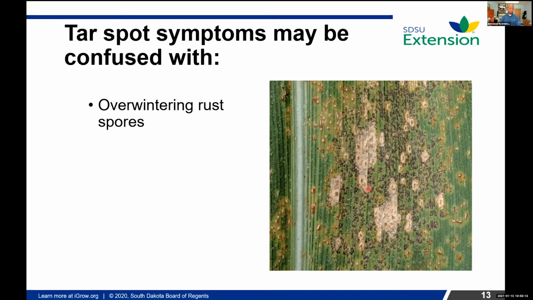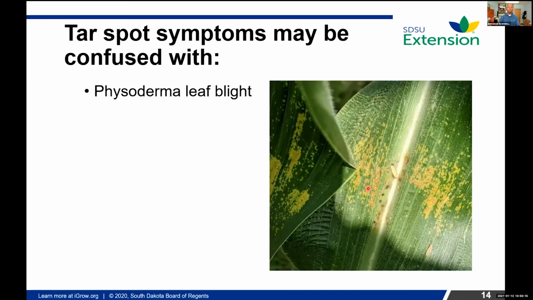The other disease that we're likely to confuse tar spot with is physoderma leaf blight, as seen here in this picture. But of course, these don't have the black markings, and there's nothing to scrape off. So if you see these little yellow concentrated spots on the leaves, especially in the center of the leaf, that likely is not going to be tar spot, but physoderma. So these are the two diseases that I wanted us to be aware of.